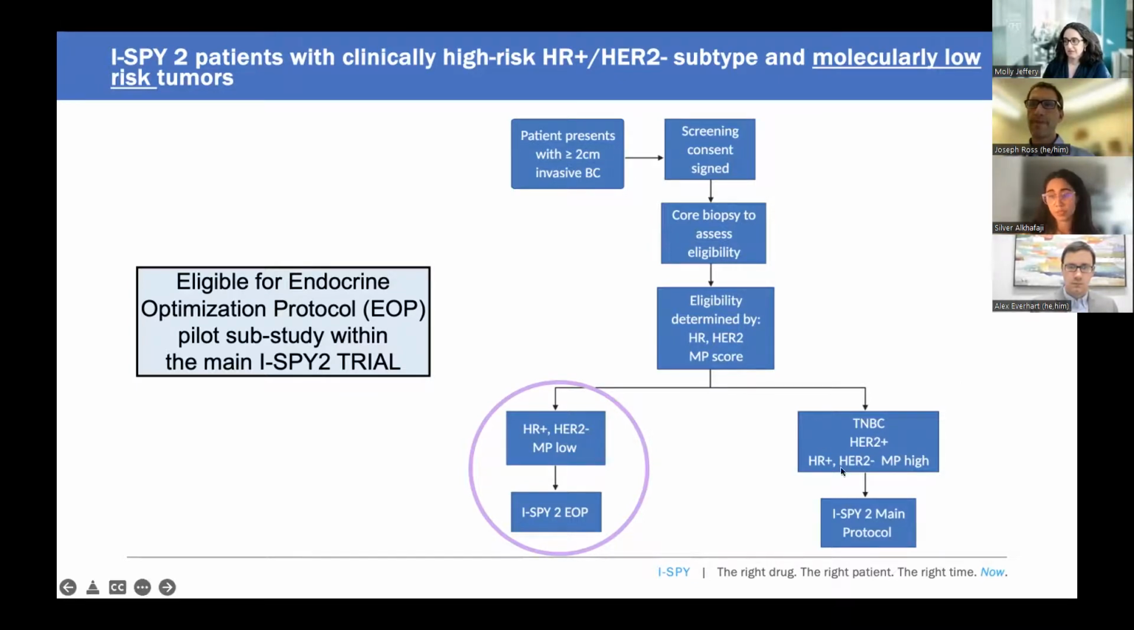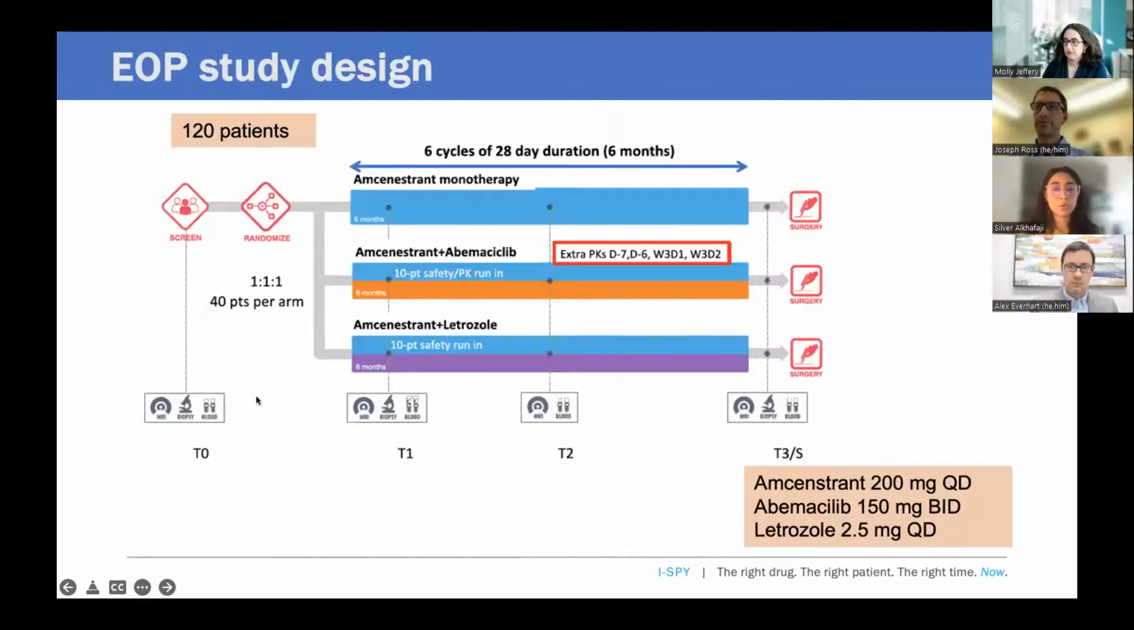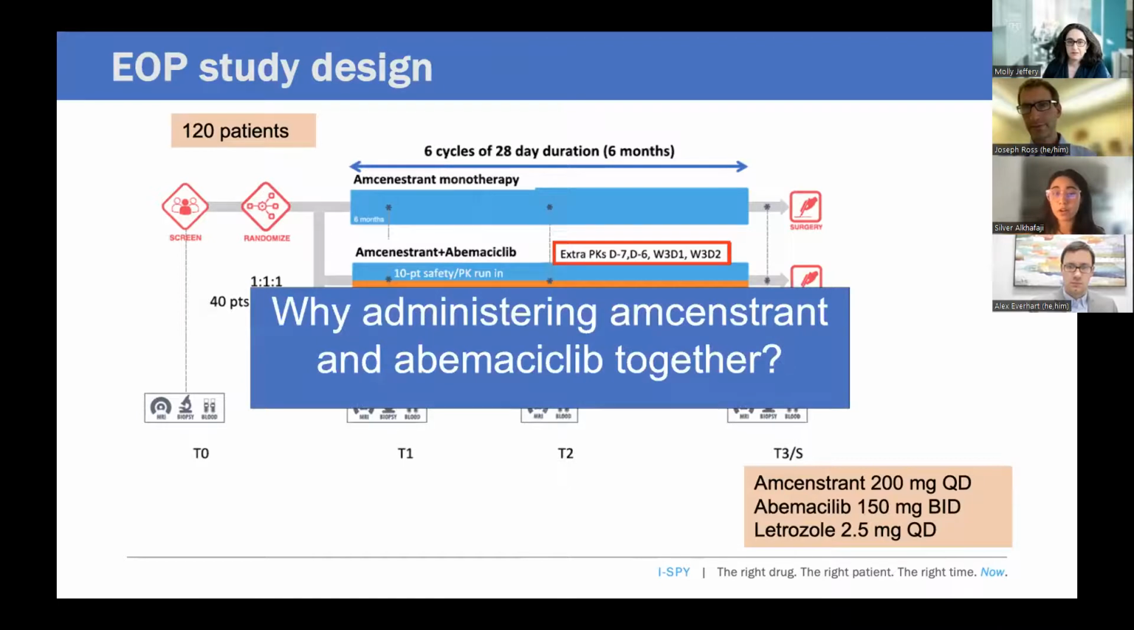Now, the other ones with MammaPrint high on the right, these are patients who undergo chemotherapy as well as immunotherapy. They're testing currently these 3 agents listed in the EOP study. And my focus will actually be on one of these arms. So we have 120 patients total right now. They're finishing enrollment in July, and they undergo these treatments for 6 months. Now, my focus would be on one arm, which is the one in the middle where it says 10 patient safety PK run-in. So these are patients taking these 2 endocrine therapies together, amcenestrant and abemaciclib.